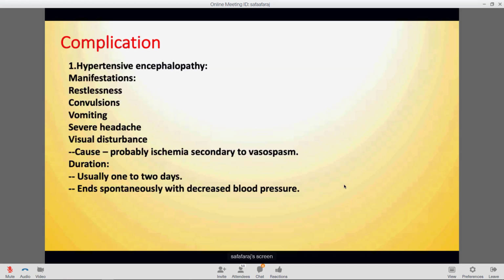A complication of glomerulonephritis is hypertensive encephalopathy. It should be suspected in patients with restlessness, convulsion, severe headache, vomiting, or visual disturbance. The cause is probably ischemia secondary to vasospasm or hypertension. It may take within 2 days and is a bad prognostic sign.